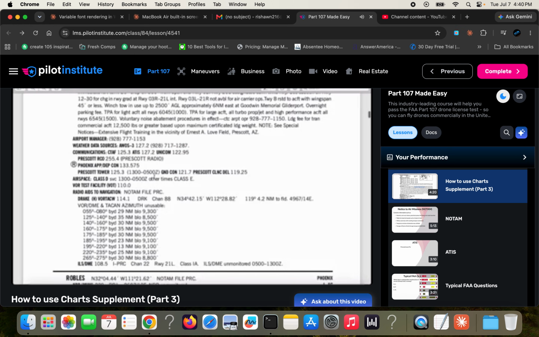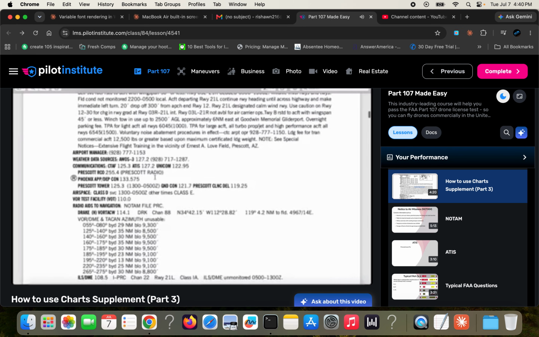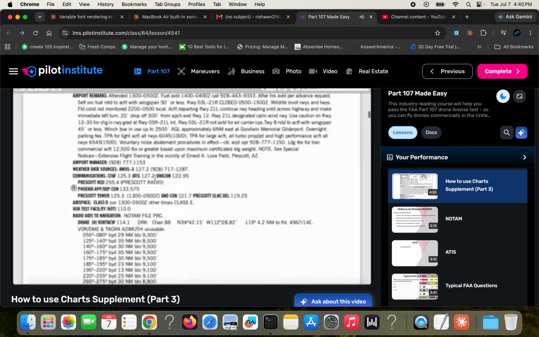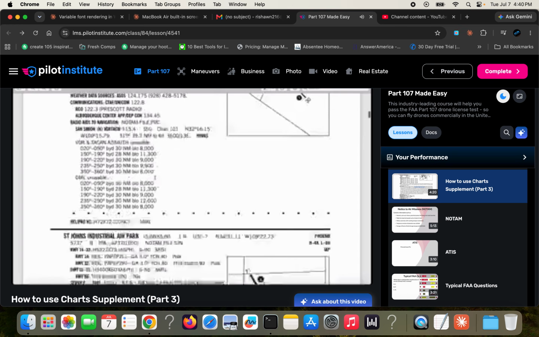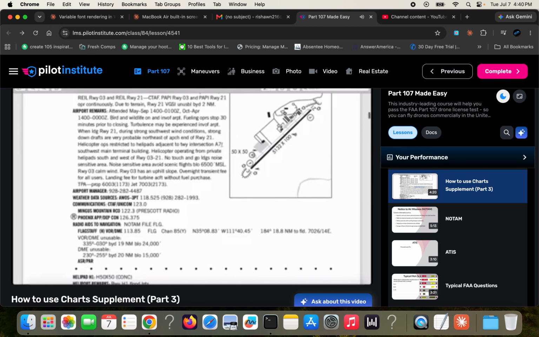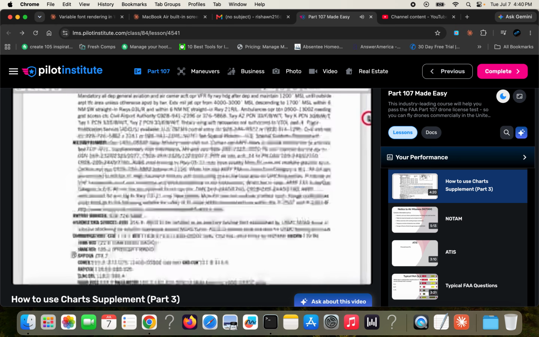Again, if you're confused by some of these terms, watch the rest of the slides and you will get a much better idea of what all of them mean. I wanted to show you what the chart supplement looks like and the type of information that you can find, but you can keep scrolling. I mean, there's hundreds of pages in here of airports after airports.